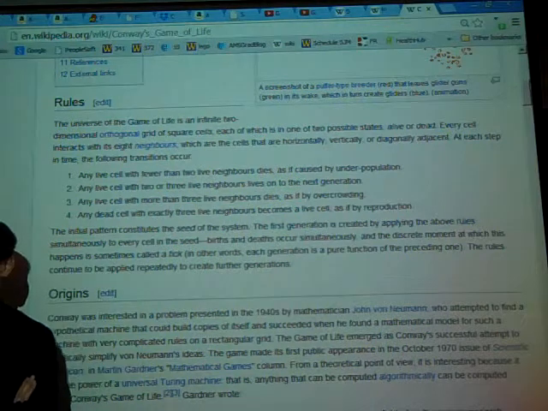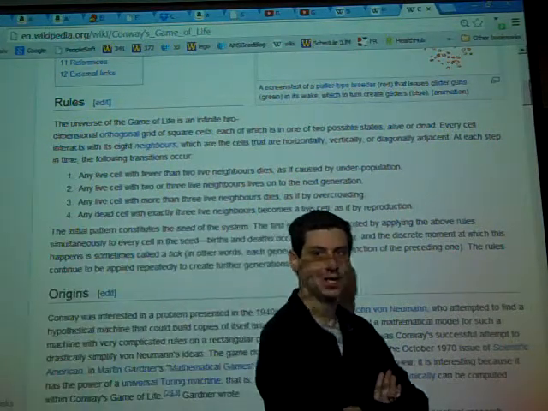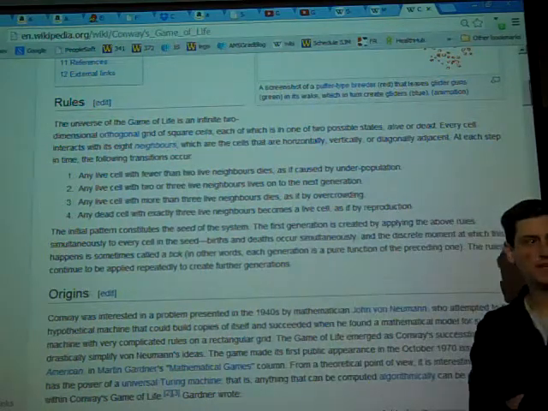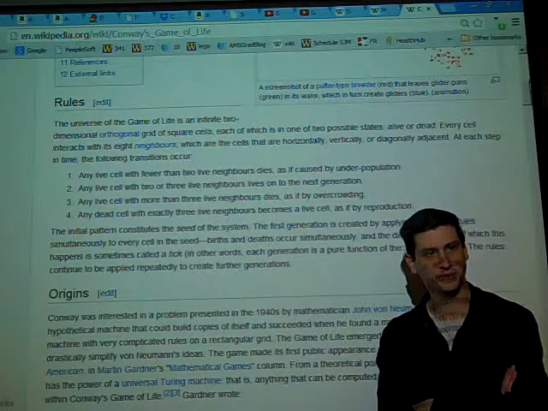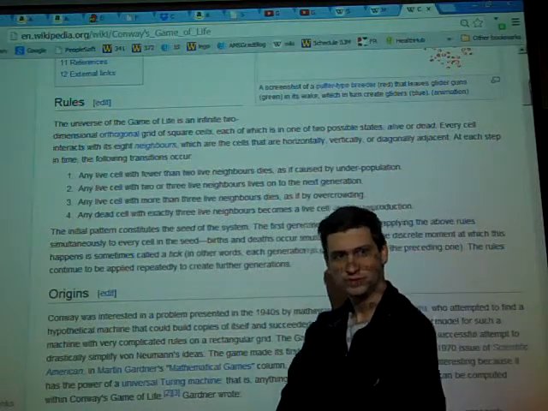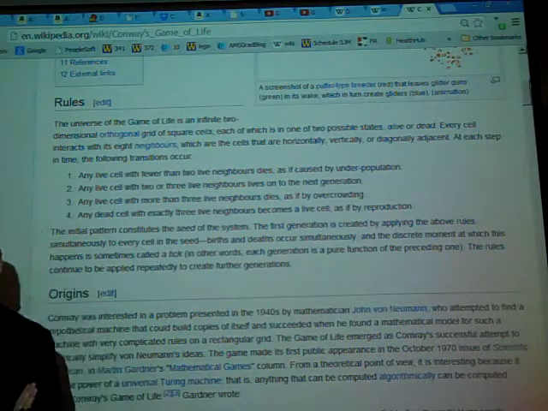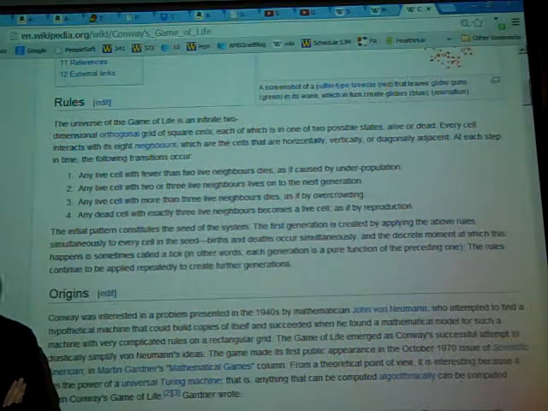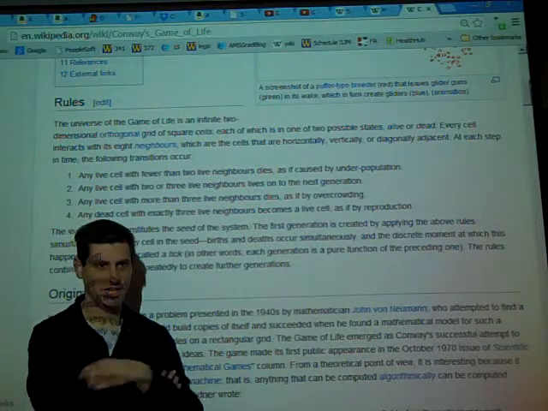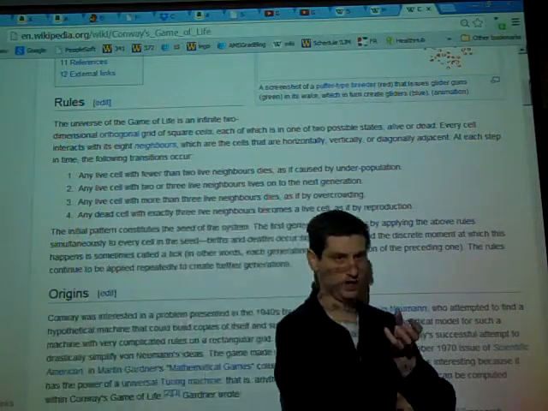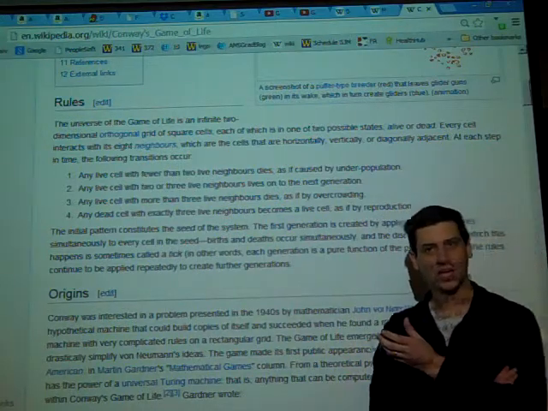Once I give you the initial configuration, how the system evolves in time is completely determined. Now the problem is, if I give you a 10 by 10 grid, how many initial configurations are there? 10 to the 10? Not 10 to the 10. 2 to the 100. Each cell is either live or dead. I have 100 cells, so I have 2 to the 100 initial configurations.